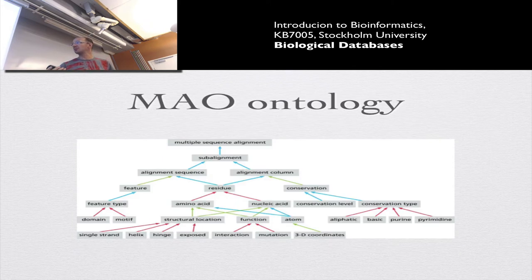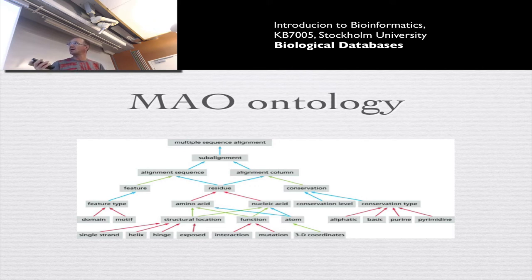Or in another case, you can have ontologies. In this case, I want to have a database of multiple sequence alignments. Sequence alignments we'll talk about on Monday, I think, or maybe Tuesday next week. So, sequences that are aligned to each other. And in this case, you can define exactly how you want to submit it.